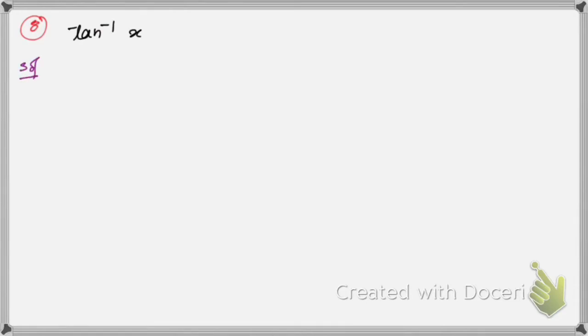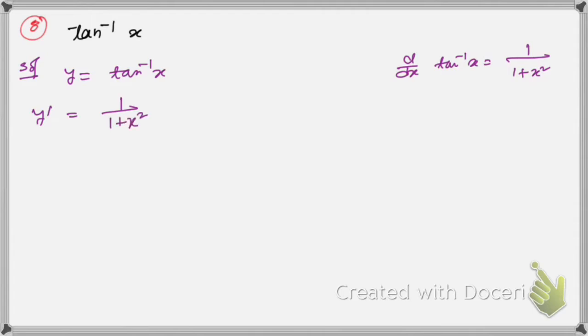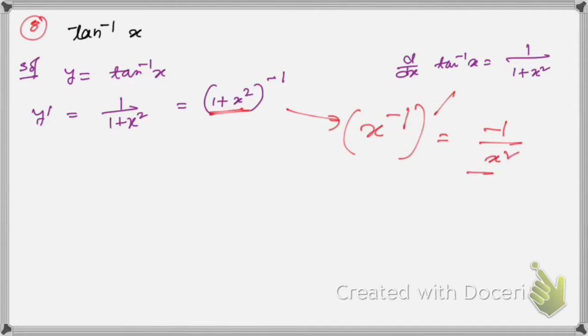So tan inverse x. Now let us solve it. So in order to solve it, let it be y again. Derivative of tan inverse x, we know 1 by 1 plus x square. So y dash is equal to 1 by 1 plus x square. So how to differentiate this? You can write this one as 1 plus x to the power 2 whole to the power minus 1. And if you differentiate it again, then consider this one as x to the power minus 1. Its derivative is minus 1 by x square, isn't it? So instead of x, we have to write 1 plus x square.